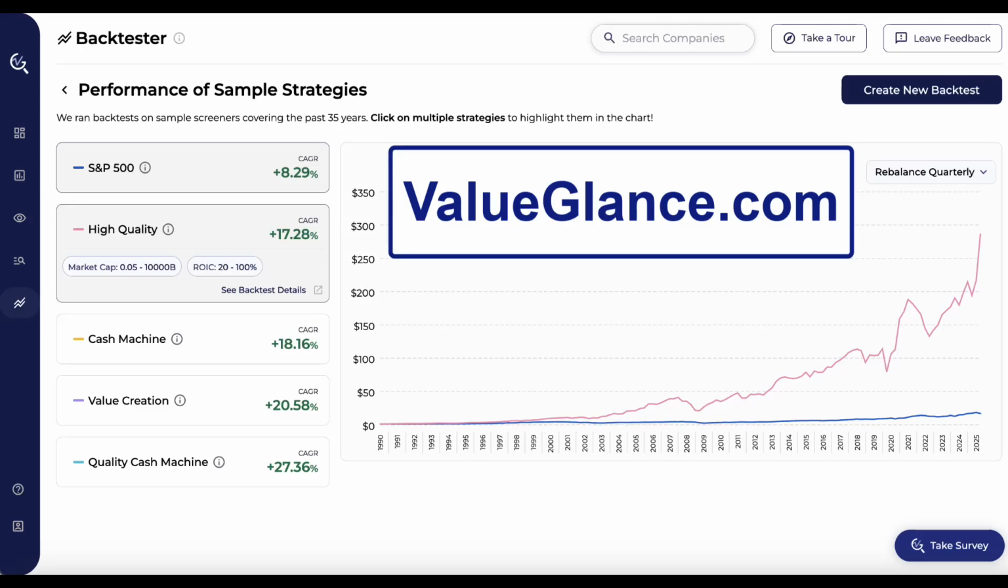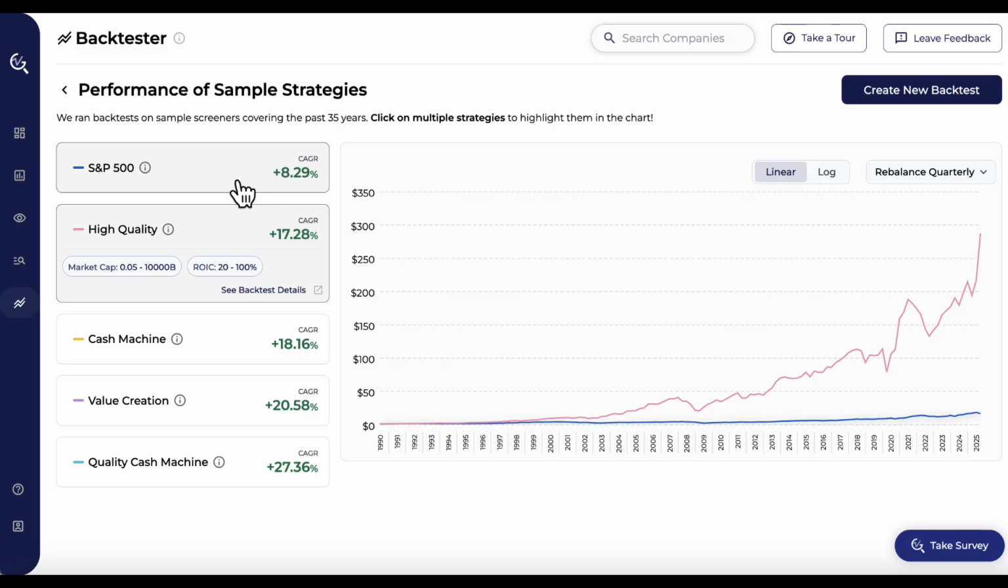Let's backtest our trading strategy using just two numbers. So here we are at ValueGlance.com, and we're taking a look at the S&P 500 shown here in blue compared to a simple strategy. This is a high quality stock strategy.